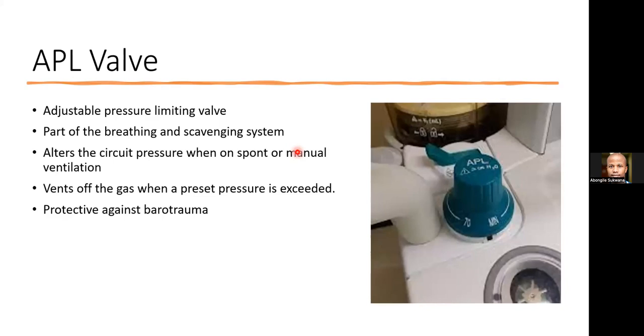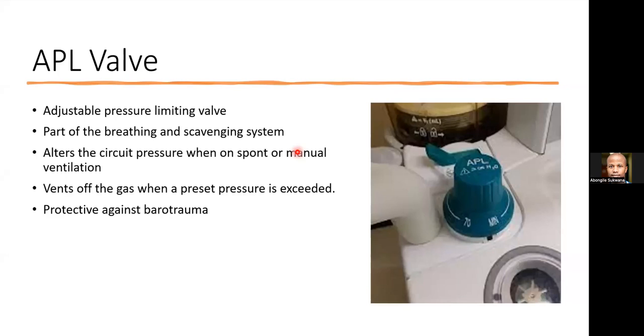So practically, when you set the pressure to be 20 centimeters of water, this valve will start to open once the pressures are at 20 centimeters. So it will pop off, or vent off some gas, when the pressures are above 20 centimeters, but below 20 centimeters of water, it will not do that. And this helps to protect against barotrauma. But obviously, when you're pressing on the valve, that can cause barotrauma.